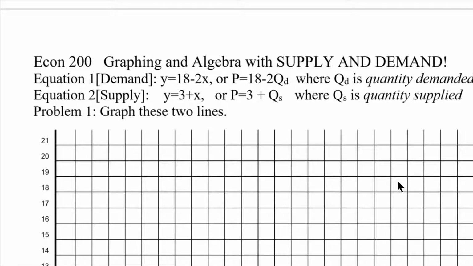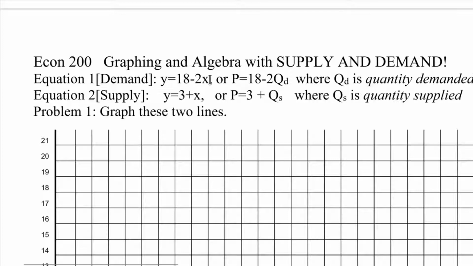So our equations today, y equals 18 minus 2x. Which of those is the y-intercept? The 18, the number by itself. What's the slope? Minus 2. Now, I tell you that's the demand equation, but what if I didn't? How would you know that's the demand equation? You know because of the negative sign. Demand slopes downward, supply slopes upward.